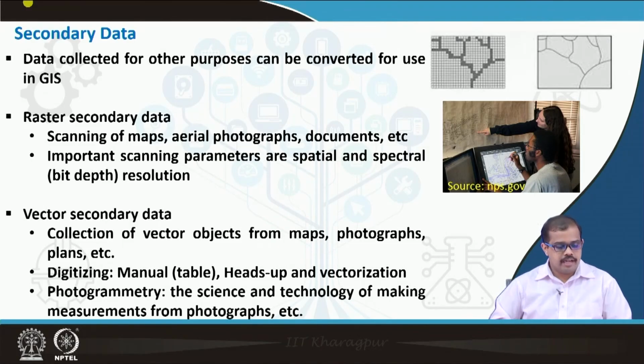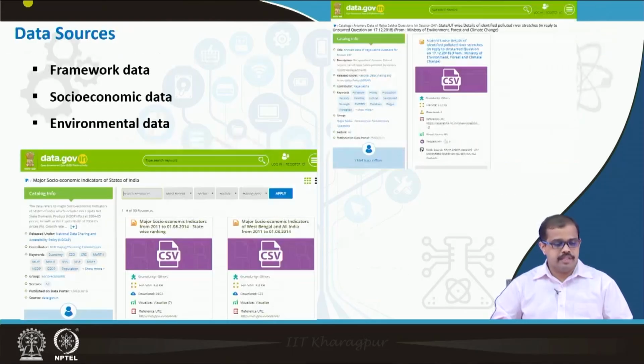The vector secondary data is collection of vector objects from the map or photographs. So, I'll give you some examples of how it is done. Digitizing manually on a table, or heads up digitizing and vectorization. I will also give you some examples of this in next slides. And photogrammetry, the science and technology of making measurements through a photograph, that also can be a secondary data. So, we can have various secondary data that we can generate, also can get it from the different sources, maybe government or private sources of different applications.